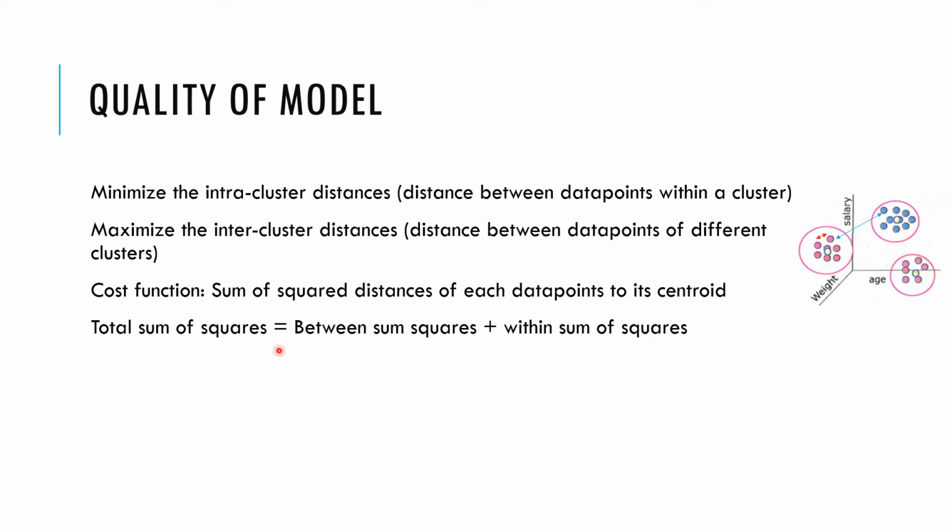So what is the total sum of squares? The between sum of squares is the inter-cluster part, and the within sum of squares is what we saw here. We add them together, and that gives us the total sum of squares. The between sum of squares divided by the total sum of squares should be large. That's what it says.